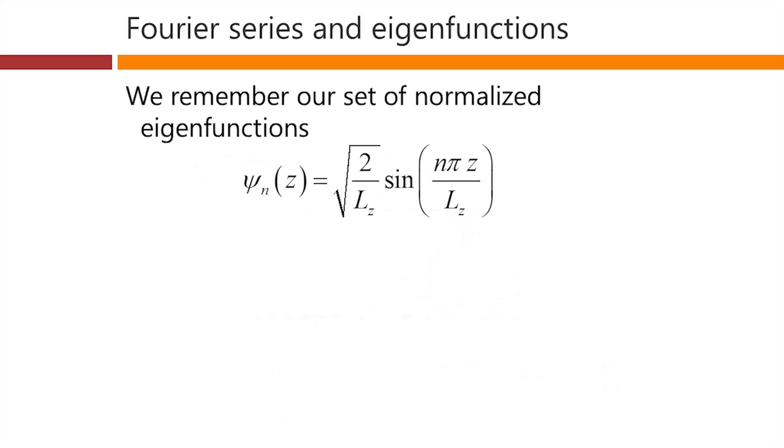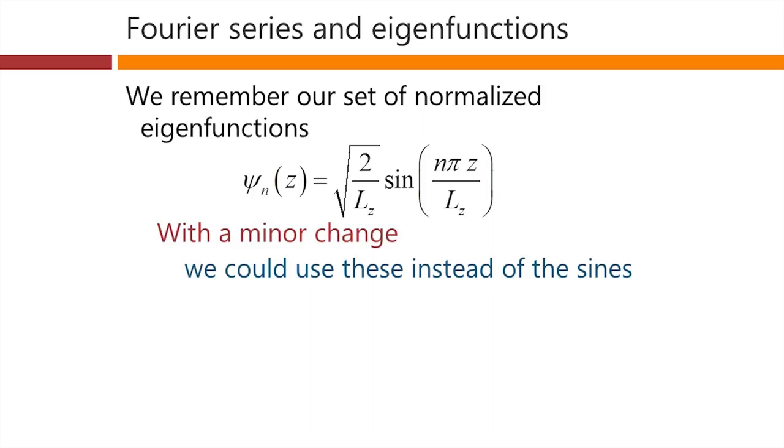Now, we remember our set of normalized eigenfunctions that we happened to get from solving the problem of the particle in a box. And you see that these are also just these same sine waves. They've got another constant out front, but we can deal with that fairly easily. So with a minor change, we can use these functions, these eigenfunctions of the particle in a box problem, instead of the sine waves.